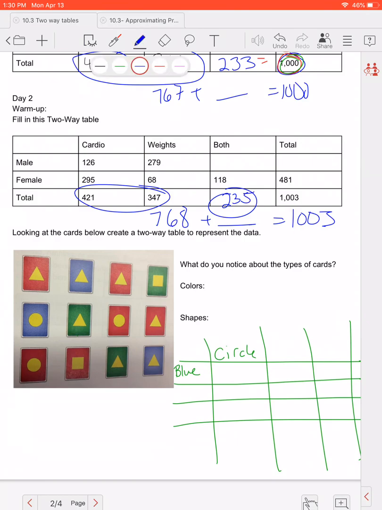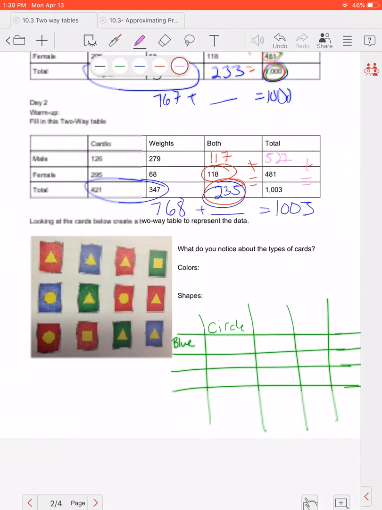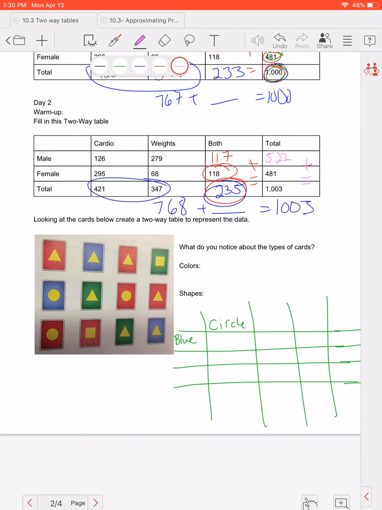And then I'm going to take 118 and subtract it from 235 because I know these two numbers added together have to equal 235. So 235 minus 118 gives me 117. And then I know that this top number plus 481 equals 1003. So to get that, we're going to do 1003 minus 481, which is going to give me 522. Okay, so that's filling in a two-way table like what we did yesterday, if you're given some of the information.